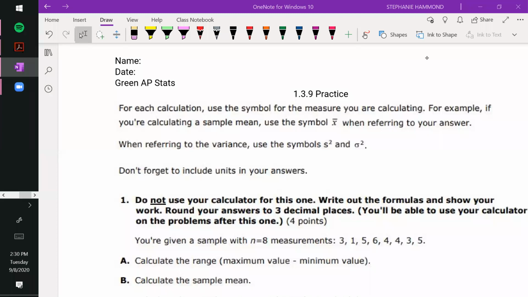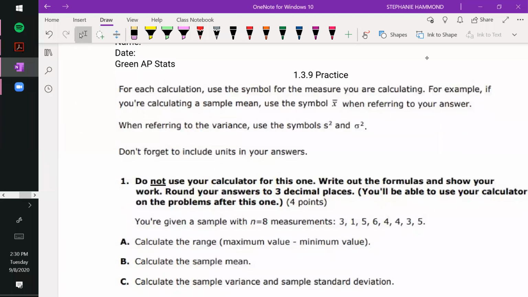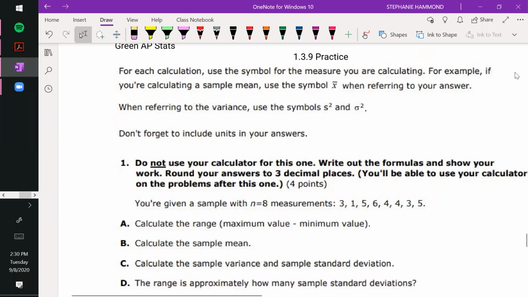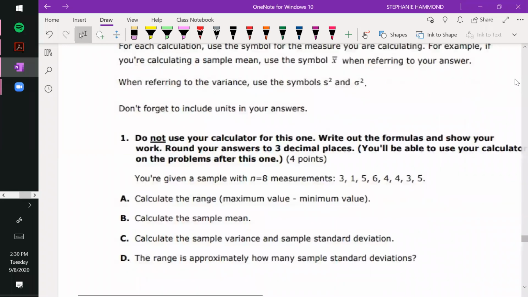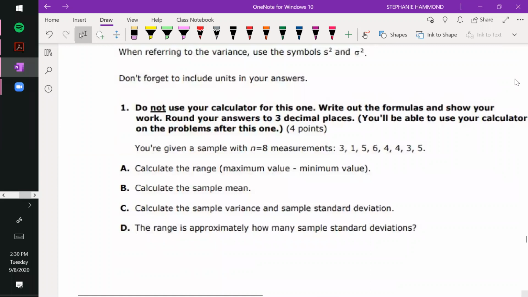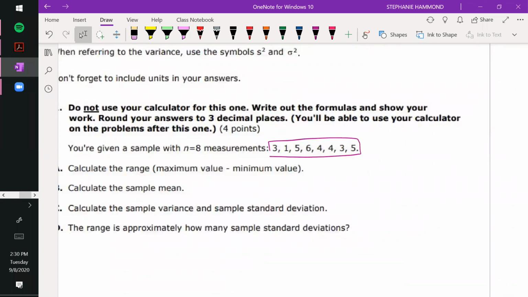In the 1.3.9 practice that you have to complete and then submit to me for grading, this is the first page that you see. Let's go over how to calculate the variances for this data set before you try to do it on your own. So the first one is the range. Calculate the range, the maximum value minus the minimum value. To make that easier, I'm going to go ahead and reorder this data set so it's least to greatest first of all. It doesn't take very long because it's a small data set.